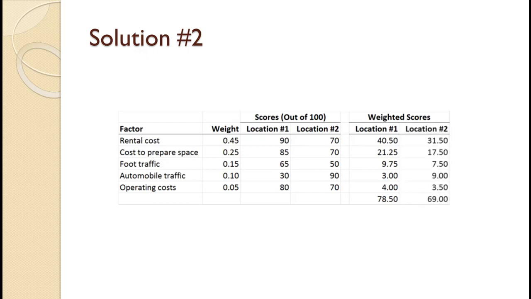For location number 2, 0.45 times 70 equals 31.50. 0.25 times 70 equals 17.50. 0.15 times 50 equals 7.50. 0.10 times 90 equals 9.00. 0.05 times 70 equals 3.50. These values sum to 69.00, so location number 1 is the better alternative.